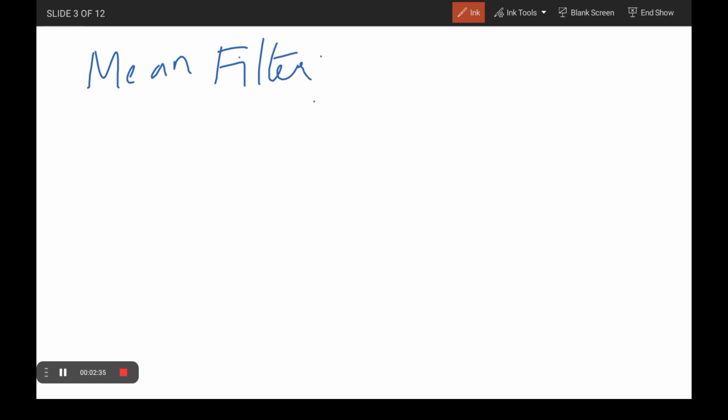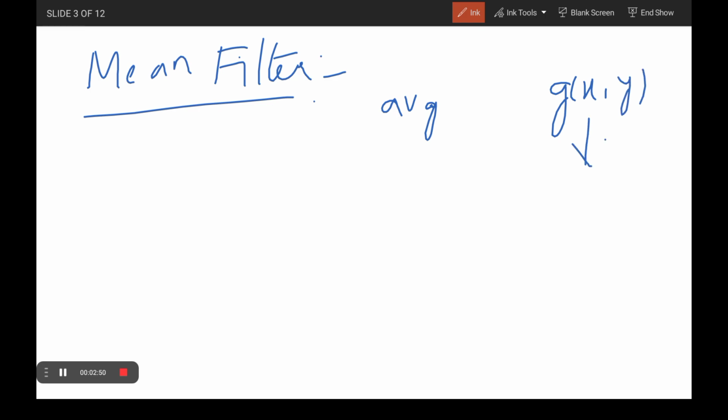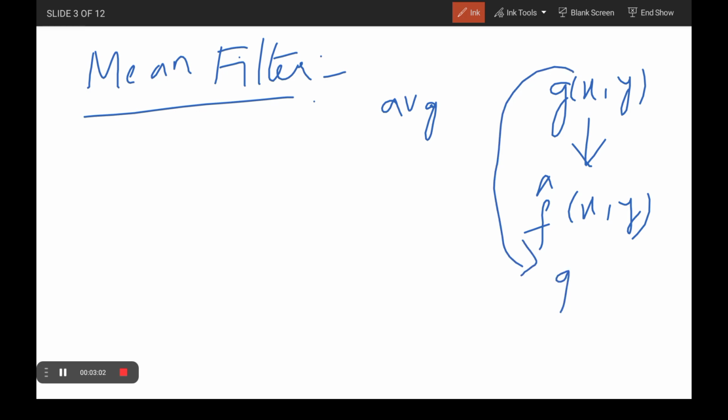So, the mean filter. Generally, mean means average. From here we know that g of x comma y is the output image, and from this degraded image we are estimating f dash of x comma y. That is the basic scenario. Instead of g of x comma y, we can replace the corresponding terms with g of s comma t. The notation g of s comma t is the degraded input image coordinates.